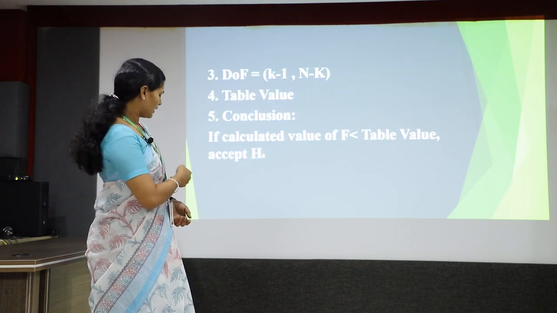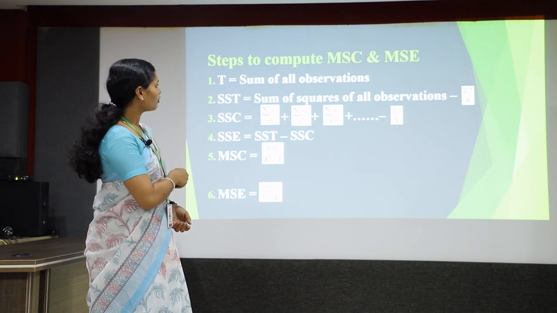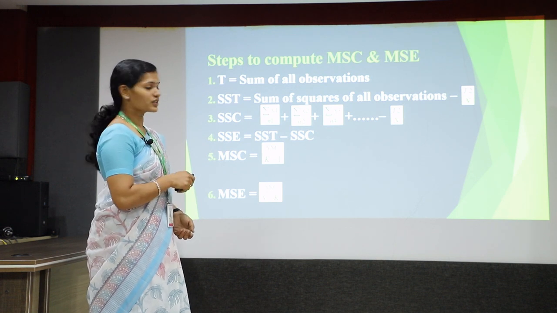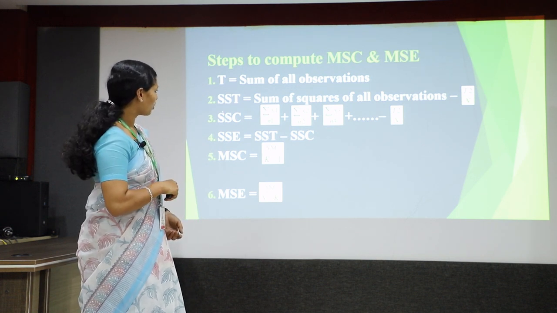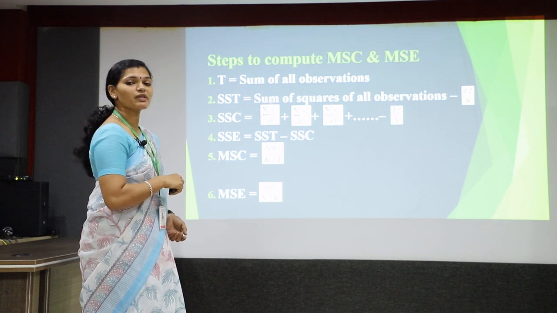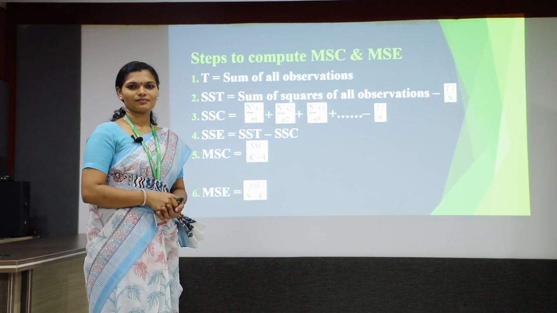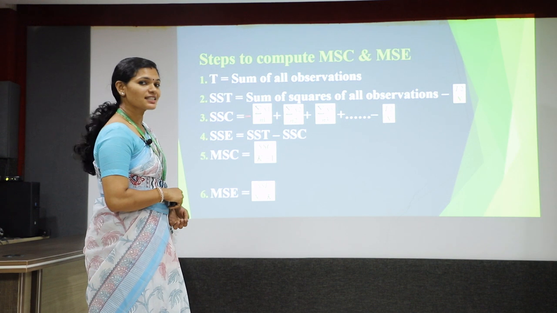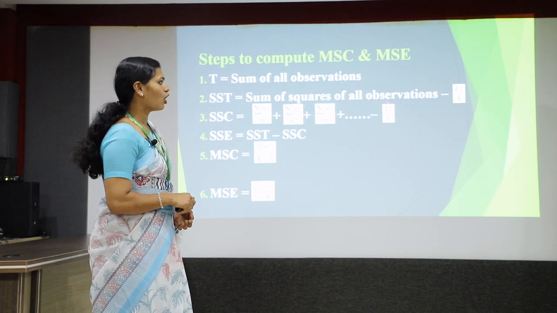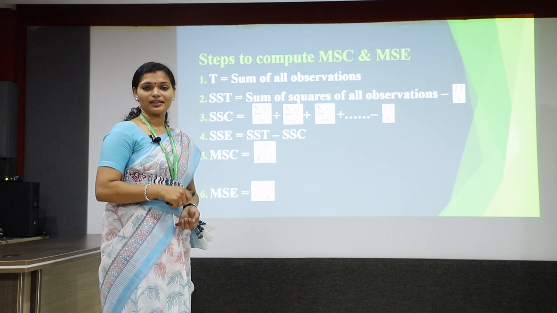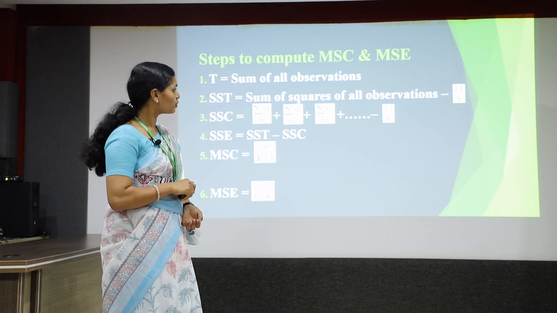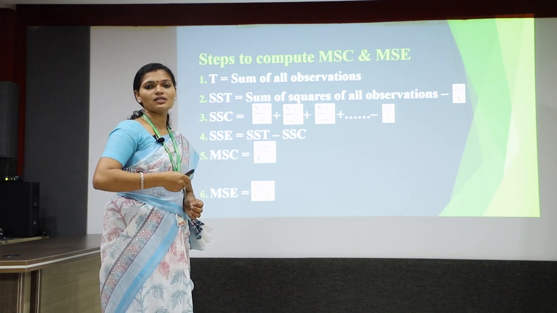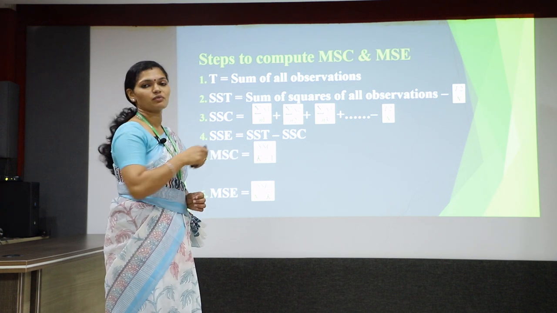Then next, T. T is the sum of all observations. T for total, like that you can think. Then SST, sum of squares of all observations minus T square by N. I repeat, sum of squares of all observations minus T square by N. So you have to find the square of each of the given observations, then find the sum of it, then from that subtract T square by N.